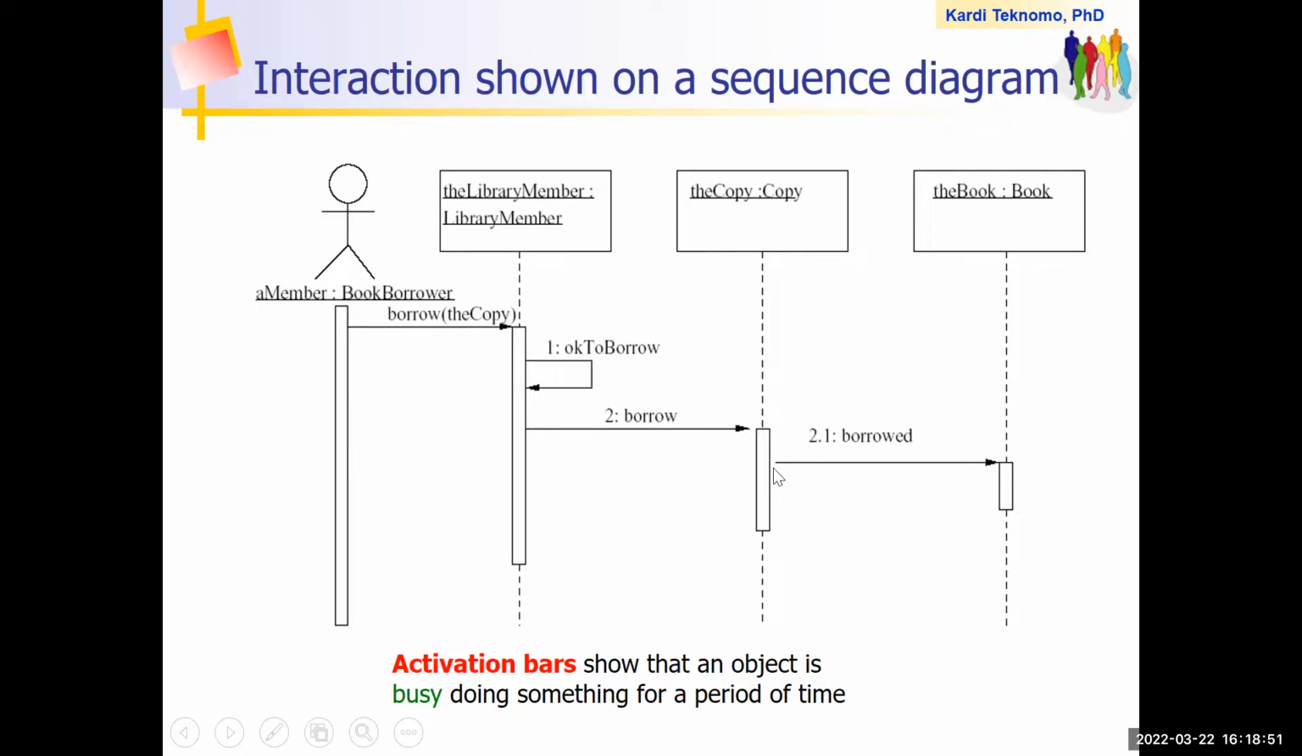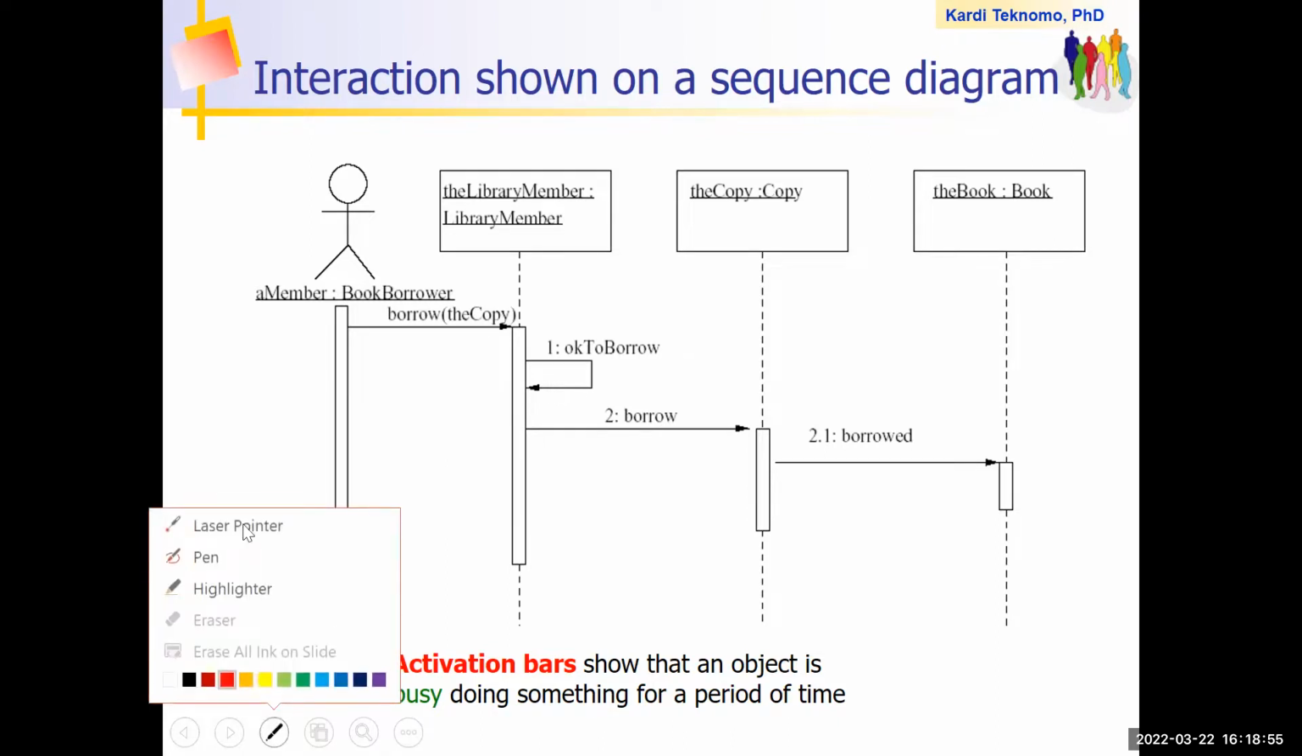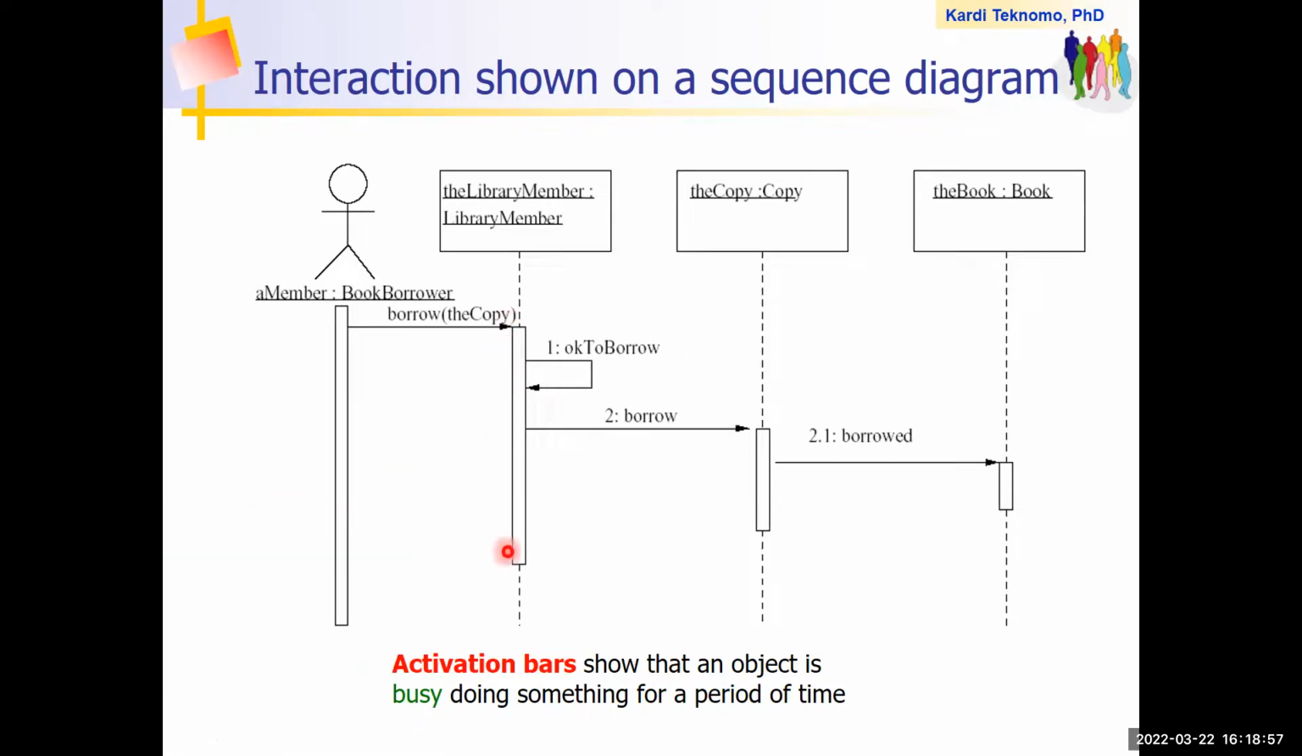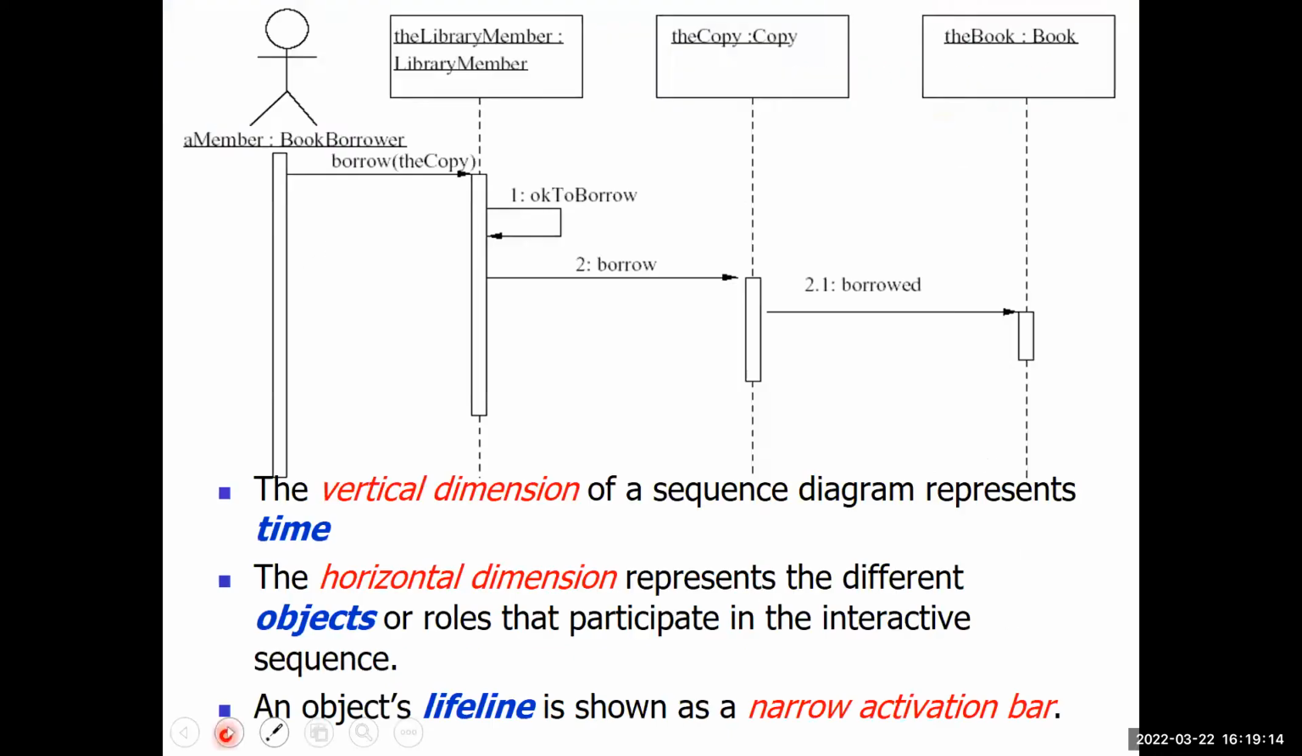And look at this, the activation bar. Okay, I will show you. This is the activation bar. That means this is where the system is alive. Can you see this or not? This is the activation bar, meaning where the system is alive. Part of the system that is alive. That is busy.